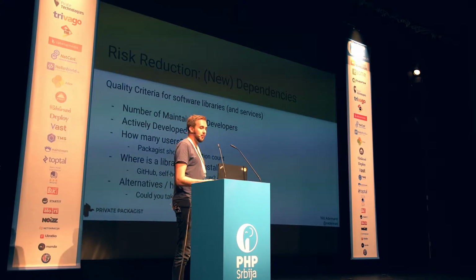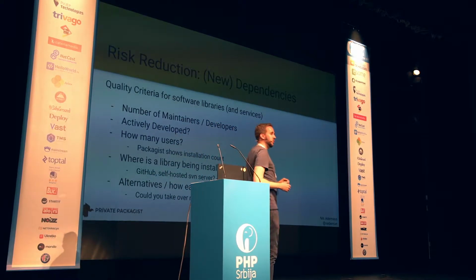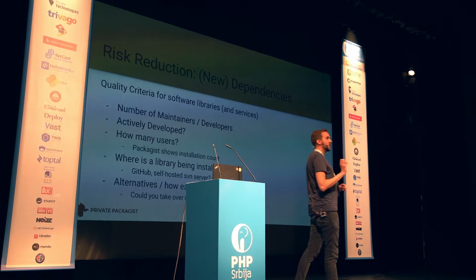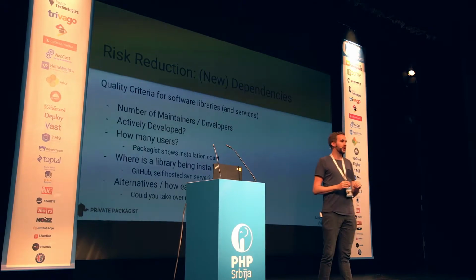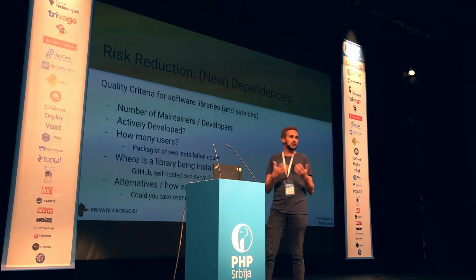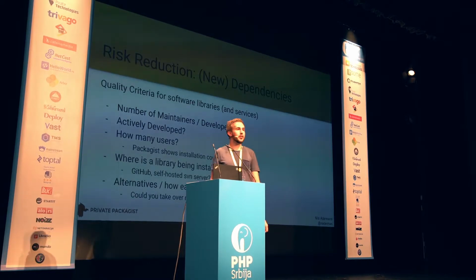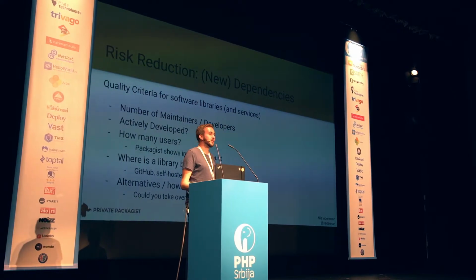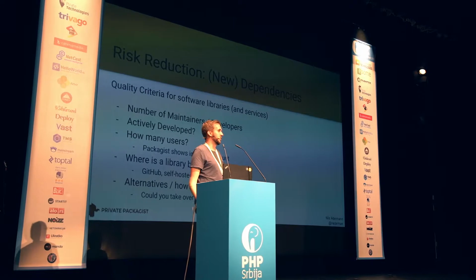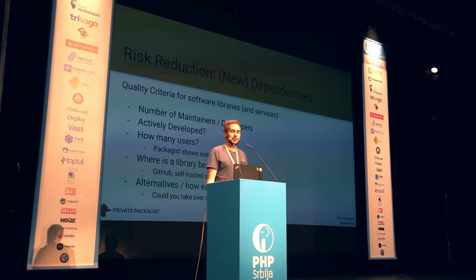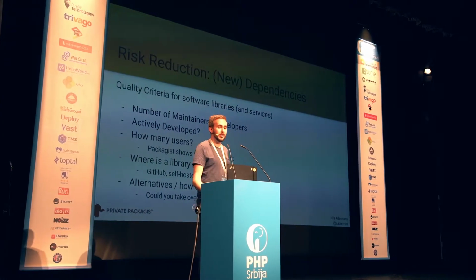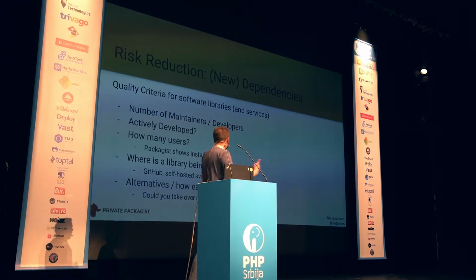Then, to avoid this availability issue, take a look at where it is actually being installed from, right? Is it coming from something like GitHub, where I have relatively high security of it actually being available? Or is this some custom self-hosted, I don't know, Mercurial server somewhere? Do I want to really rely on that? And what are the alternatives?